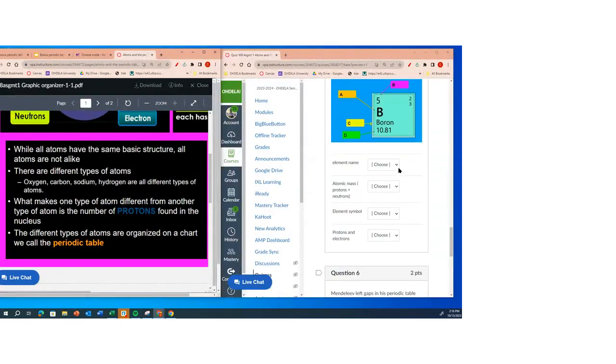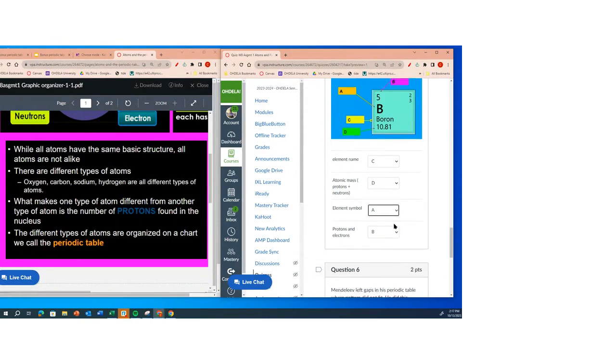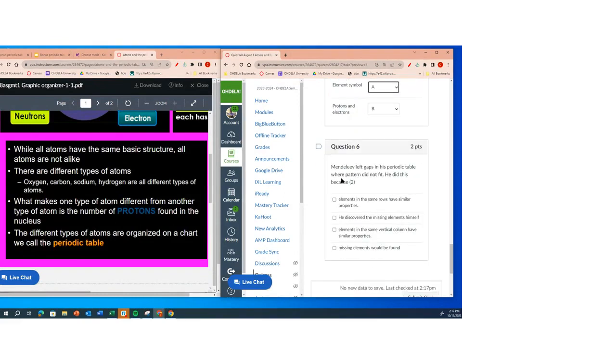All right. And that was element name was C. This is where I get mixed up. Element name. Atomic mass is D. B is a symbol. And protons and electrons is B. Well, I had B. This is A. That's what I got messed up. A. Okay.